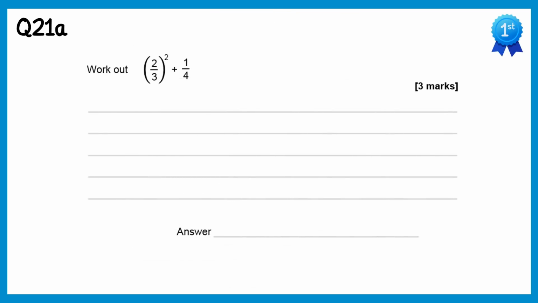For this question, we're going to start with the bracket squared. When you square something, you times it by itself, so this is just 2/3 times 2/3. To times these, times the 2 times 2 on the top, which gives you 4, and times 3 times 3 on the bottom, which is 9. So the question could be written as 4/9 add a quarter.